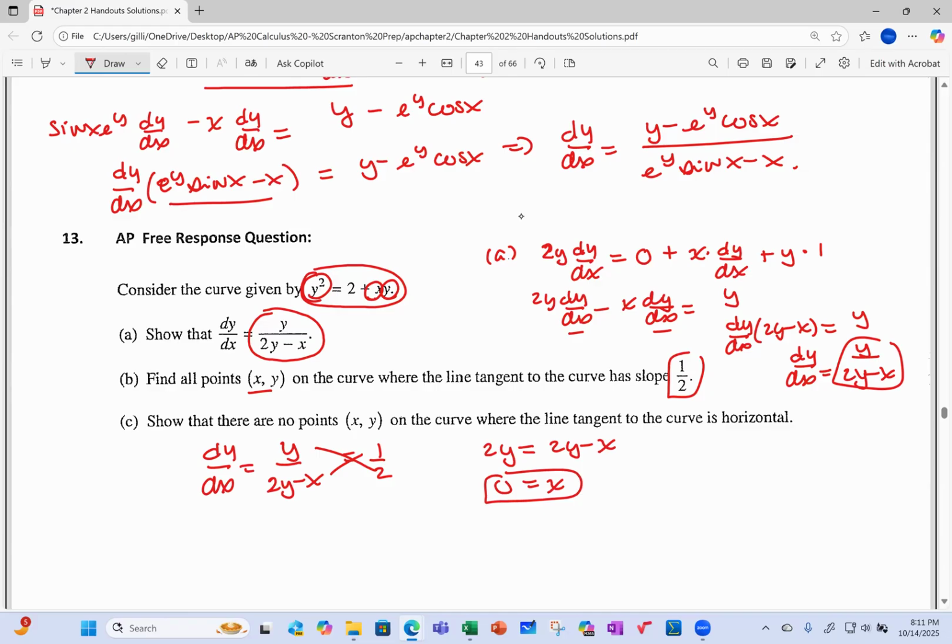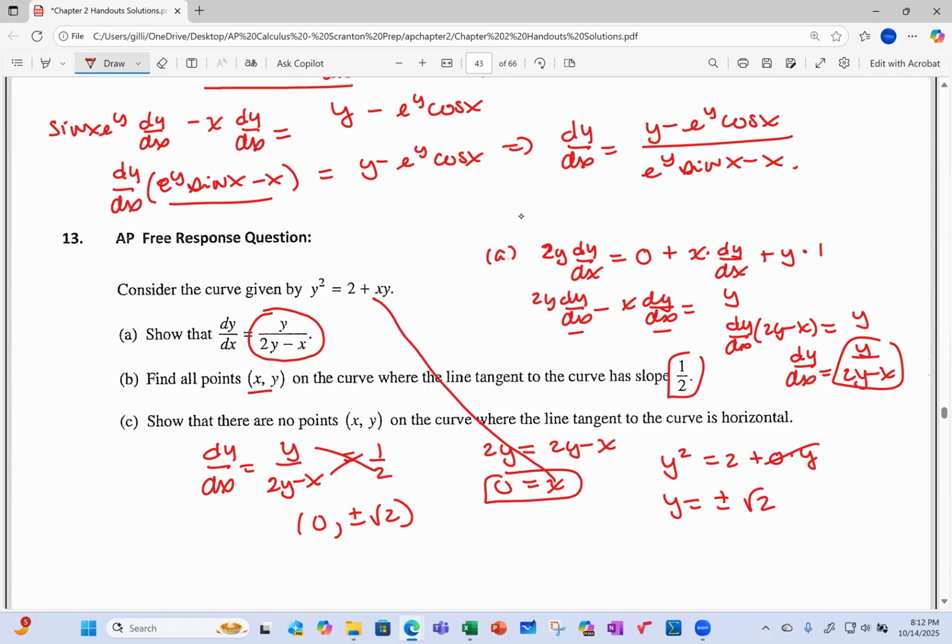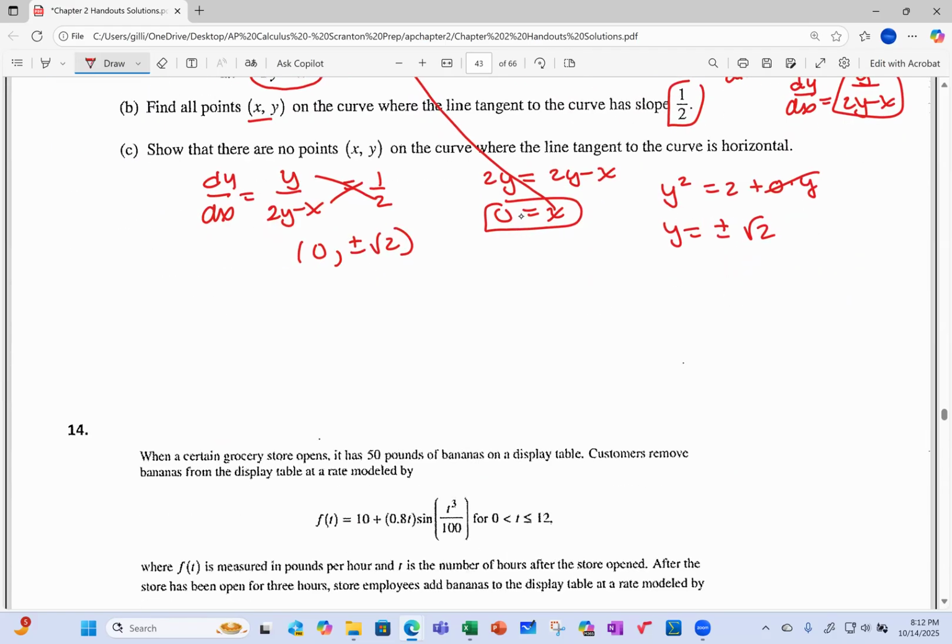And then if x is 0, I need to find y. What do I do with that? Put it back into the original. So it's going to become y squared equals 2 plus x, where x is 0, times y. Well, that's just 0. And y equals plus or minus root 2, because that's a square. So what are my points? 0, plus or minus root 2.